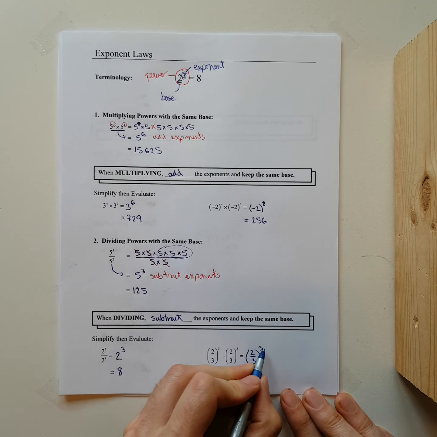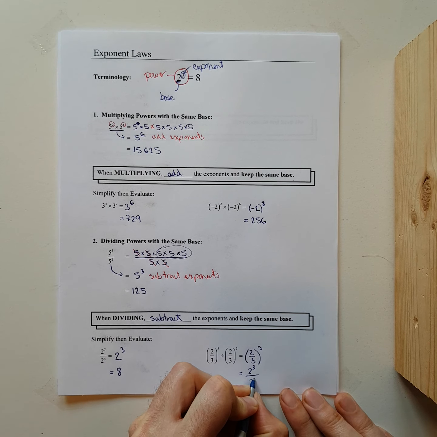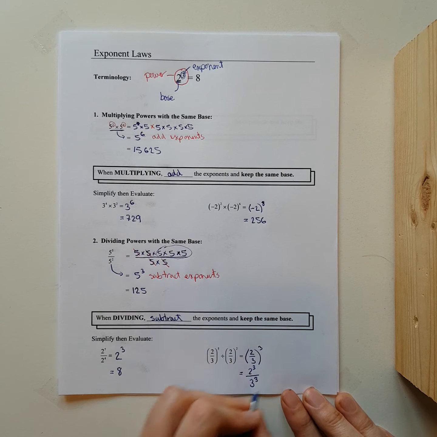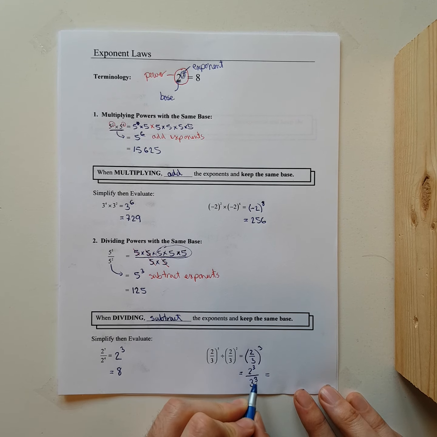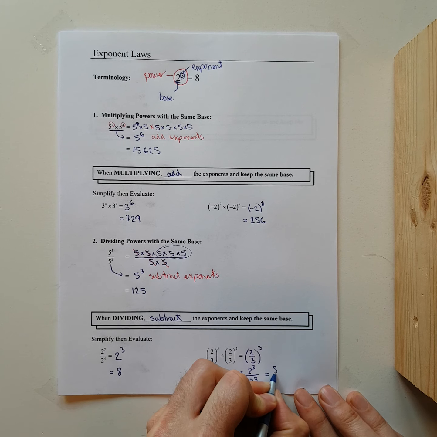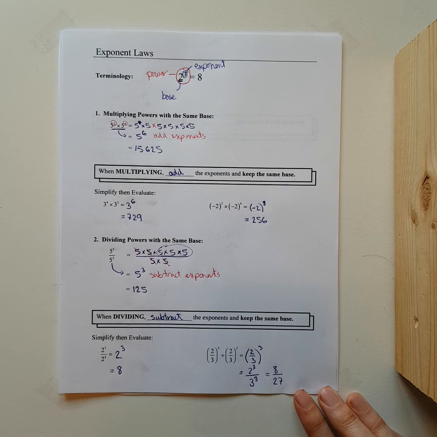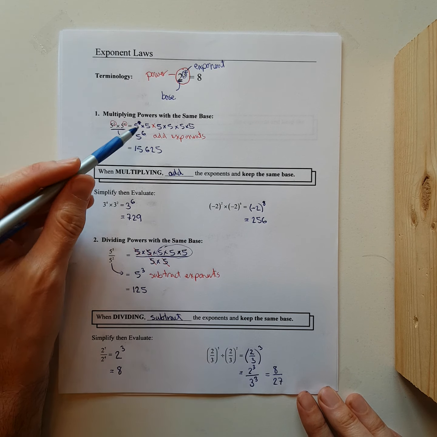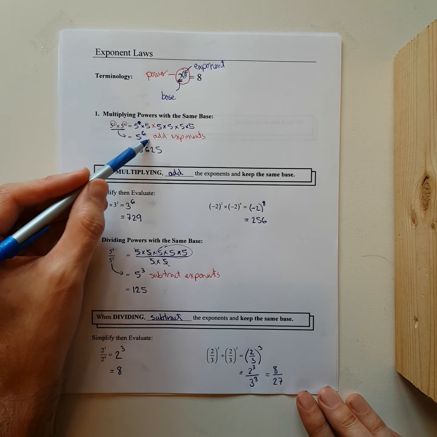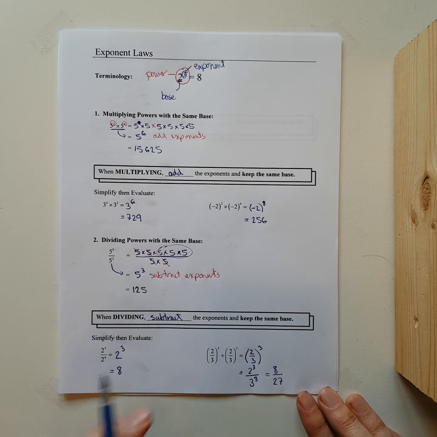Remember, with a fraction base, what I can do is apply that exponent to both the numerator and the denominator. Okay, I'm going to write it out. You don't necessarily have to write that out. And then I can apply this exponent now and say that 2 times 2 times 2 is 8. 3 times 3 times 3 gives me 27, and there's our answer. So there's our first two rules. If I'm multiplying, I'm going to add the exponents together, keep that same base. If I'm dividing, I'm going to subtract the exponents, keep that same base.